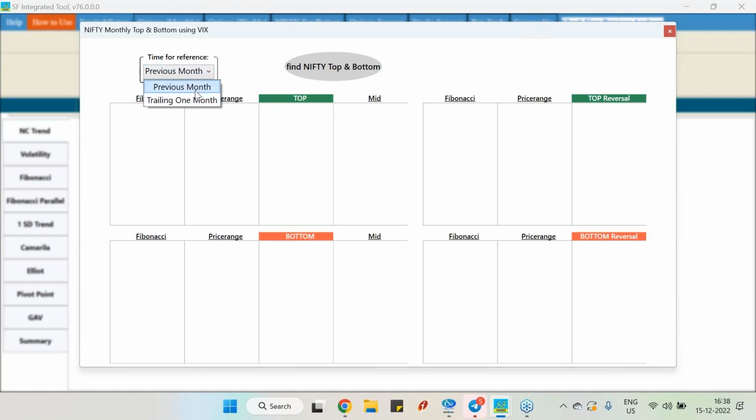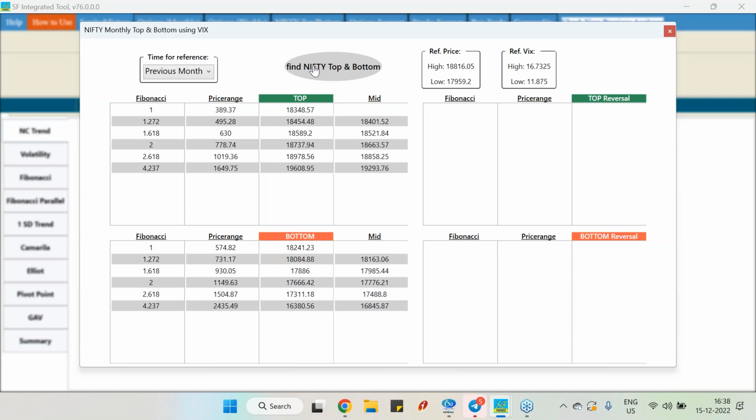Here you will get two options: previous month and trailing month. Here I am going with the previous month. Clicking here, it calculates the top and bottom. Top and bottom is a very good indicator for you to trade. If you are a trader, these are the Nifty spot levels again.